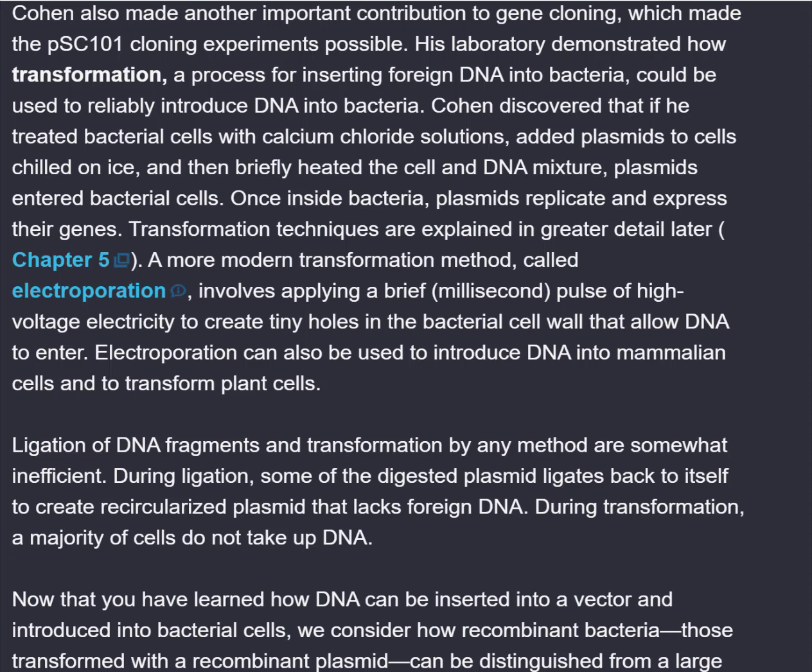Once inside bacteria, plasmids replicate and express their genes. Transformation techniques are explained in greater detail later, in Chapter 5. A more modern transformation method, called electroporation, involves applying a brief, millisecond, pulse of high-voltage electricity to create tiny holes in the bacterial cell wall that allow DNA to enter. Electroporation can also be used to introduce DNA into mammalian cells and to transform plant cells.